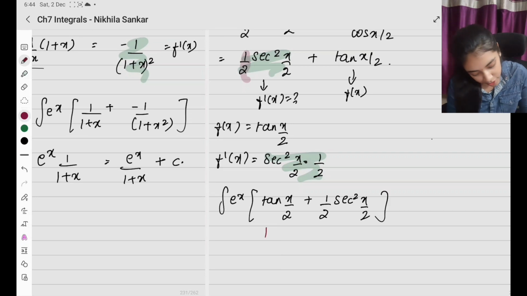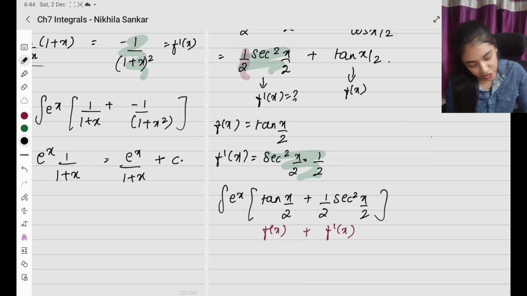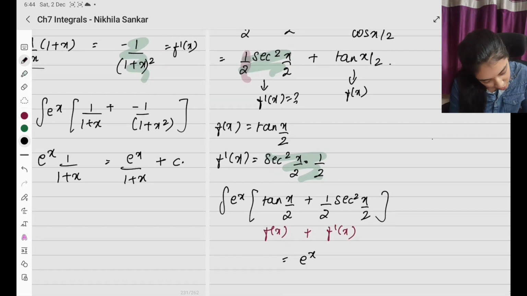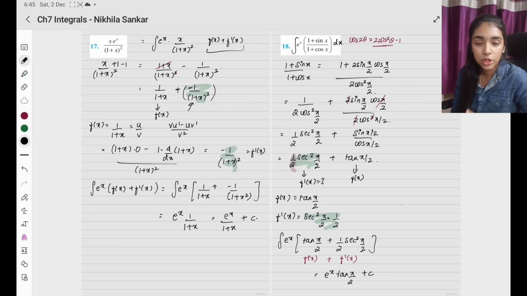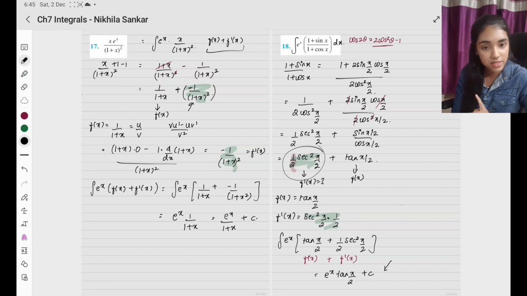So the final answer is going to be e to the x times f of x, which is tan x by 2, plus f dash of x, which is half secant square x by 2. You have to write this in the formula. This f of x plus f dash of x gives the final answer: e to the x times f of x, which is tan of x by 2, plus c. Okay, focus on what your f of x and f dash of x are. Only if you know which one is f of x can you write it in the answer. Just because the addition formula has come up, you should not write that this is your f of x.